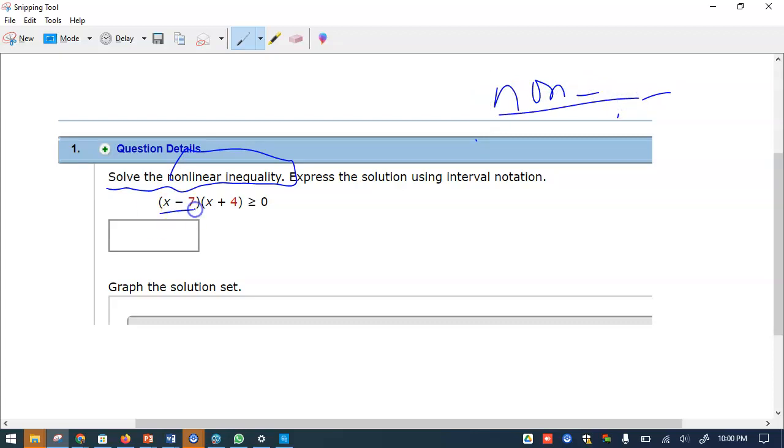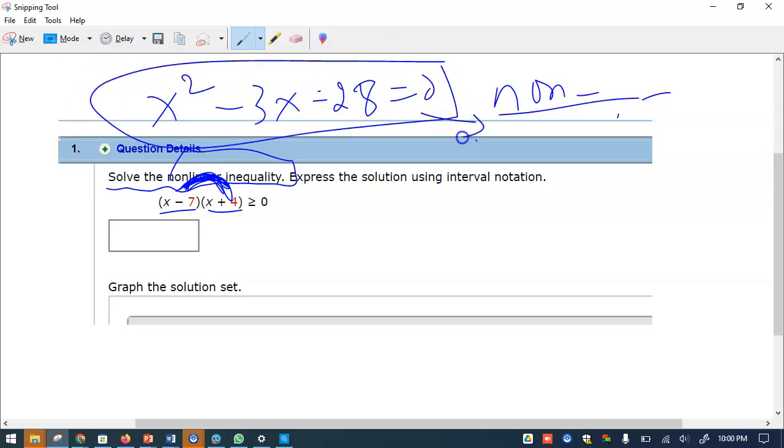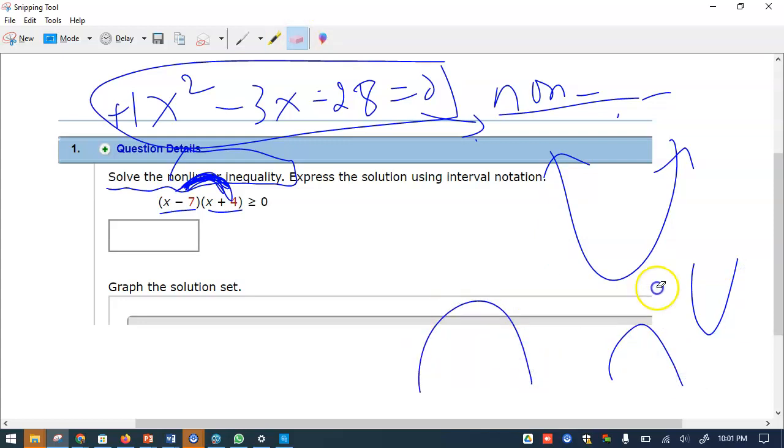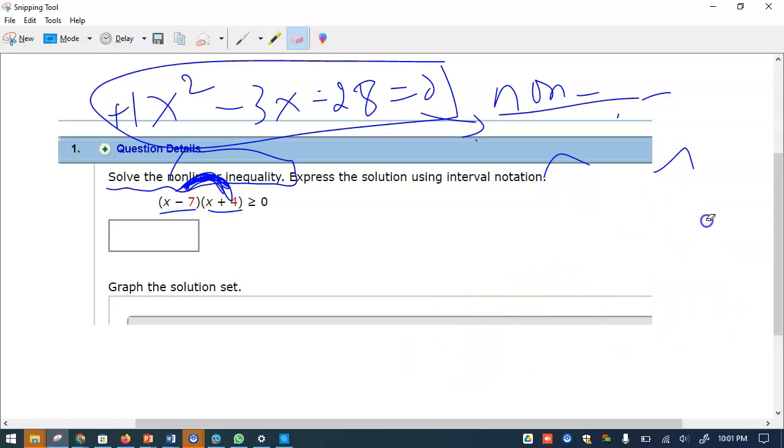You can see two binomials multiplied, and if you use the box method or even the FOIL method, you end up getting x squared minus 3x minus 28, which is the standard form of a quadratic. And you can see there's a plus one, so it has to be something like a parabola. All you need to know is which interval, whether it opens up or maybe this way or that way, we don't know. That's what we are trying to figure out. So the sketching is not required in this situation.